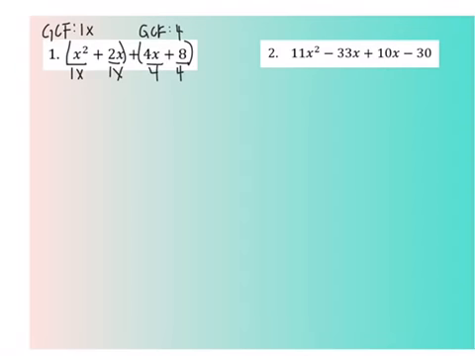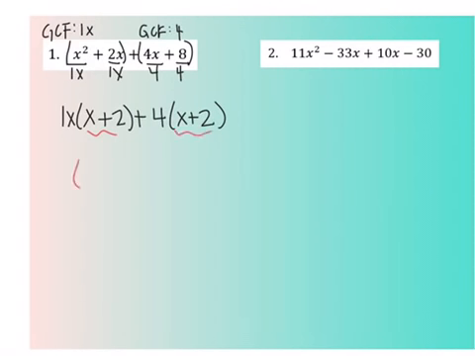Now if I take that 1x out of that first set of parentheses, I want to write what would be left. I'd be left with an x, and then a 2x divided by 1x would give me plus 2. If I took the 4 out, I would be left with x plus 2. So now we want the inside parentheses to match, which they do. So that's my first set of parentheses. My second set of parentheses then is the GCFs that we took out. So 1x plus 4.